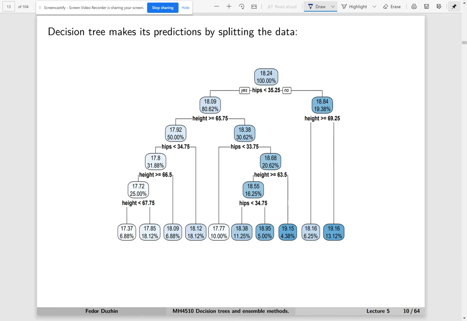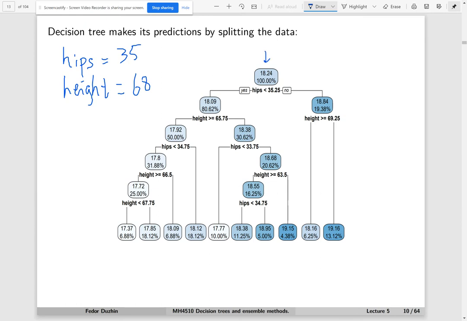So here is our decision tree. It makes its predictions by splitting the data. And now let me first demonstrate how we can construct a prediction for some specific new observation. So let's say that hip size is 35. Yeah, this is an American data set, so all measurements are in inches. So this means 35 inches. And height is 68. Again, this is inches.